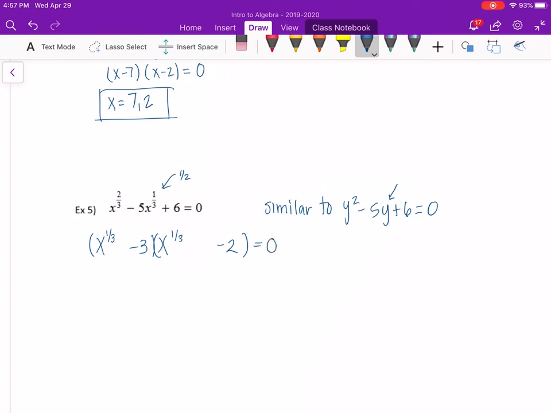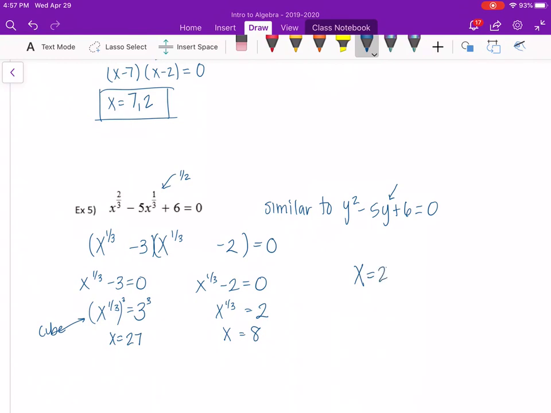So from here, these aren't factorable, but we know the first parentheses could be equal to 0, or the second parentheses could be equal to 0. And we create these little equations for us to solve now. So x to the 1/3 is 3. If I cube both sides, right, that's what gets this to go away. So cubing both sides, we get x equals 27. And same concept over here. Cubing both sides, we get x equals 8.